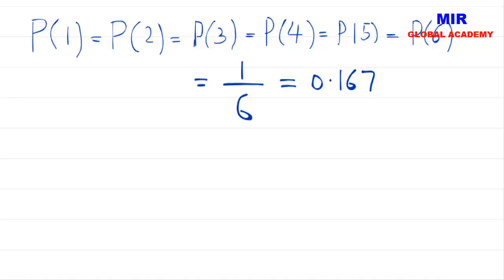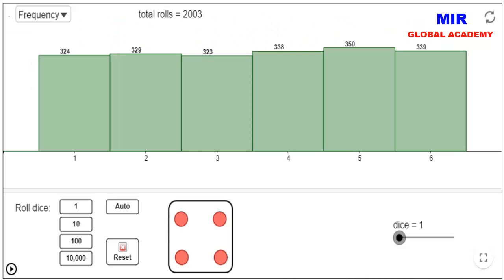And if we keep on repeating this experiment further for 10,000 times, they will become very, very close to the probability of 1 over 6. Every outcome will have the probability 1 over 6.